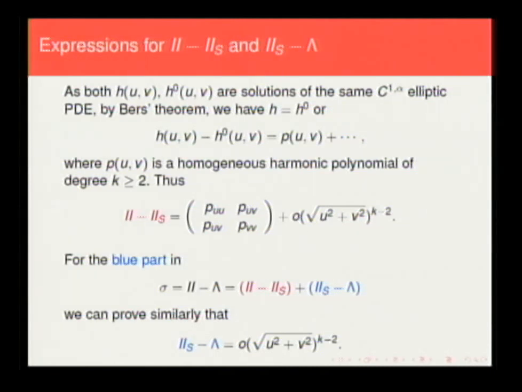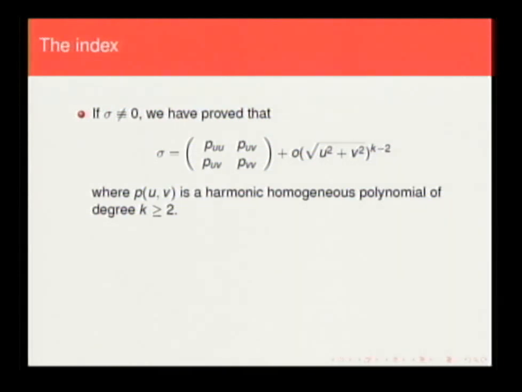For the blue part, we have divided the control of this expression in terms of two sums. For this quantity, in a similar way, we can prove that the difference has the order of this term. So we finally obtain that if sigma, the difference between the second fundamental form and the second fundamental form of the candidate surface at each point, does not vanish identically, then sigma is the Hessian of a harmonic homogeneous polynomial plus another term of higher order.